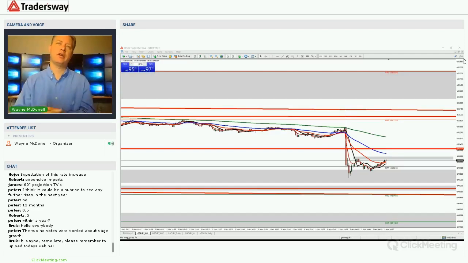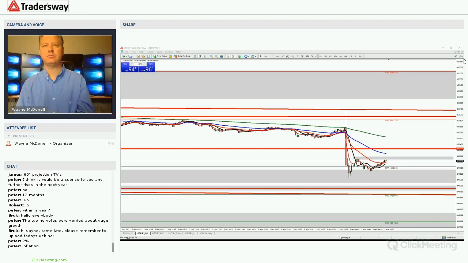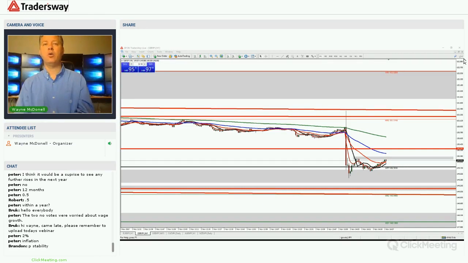All right, help me out here because I'm having a brain fart. I'm old. What is the mandate for the Bank of England? The mandate is, are they supposed to worry about wages? Are they supposed to worry about jobs?